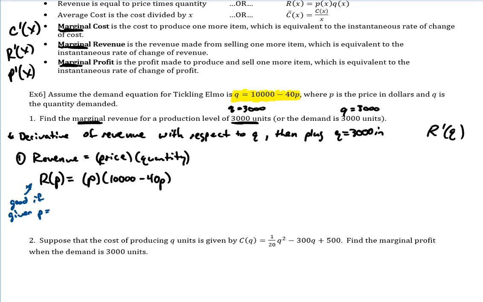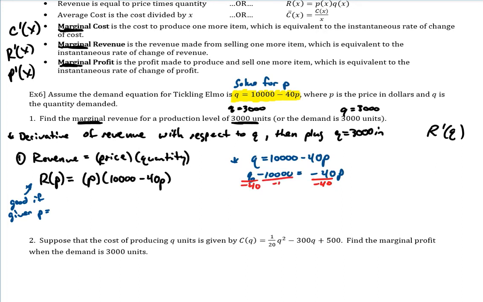So instead, what we'll need to do is take the highlighted equation and solve for P here. That way we could sub the P portion in for this expression. So if we have Q equals 10,000 minus 40P, to solve for P, we could subtract the 10,000. So I'd have Q minus 10,000 equals negative 40P, and then we could divide by the negative 40.